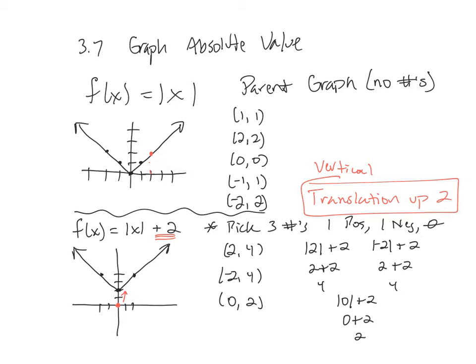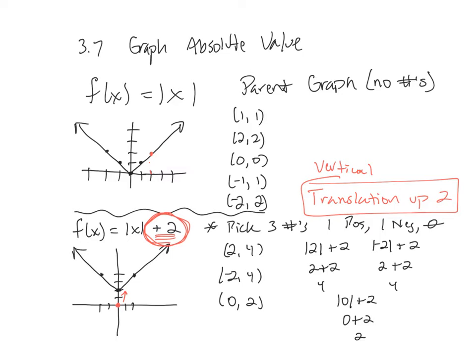Okay, so remember that anything here on the outside is going to be a vertical translation up or down. If there was a minus 3, it would be down 3. If it was a plus 5, it would be up 5. Okay?